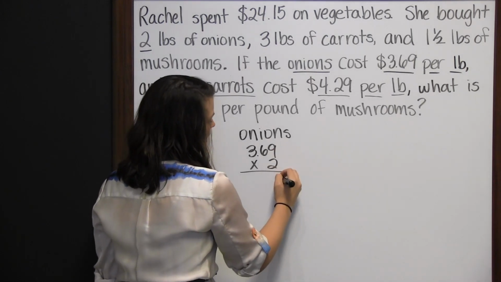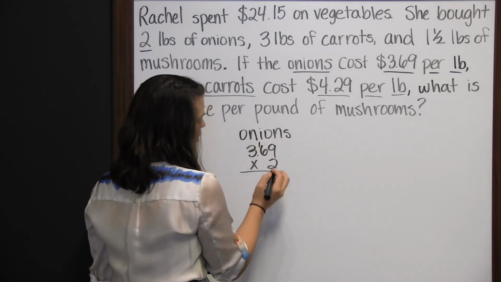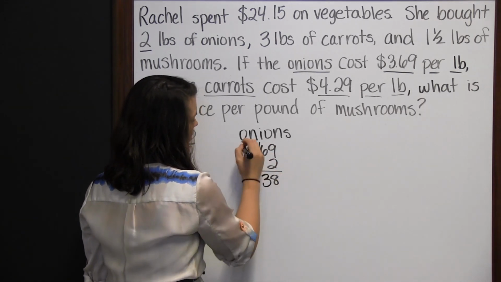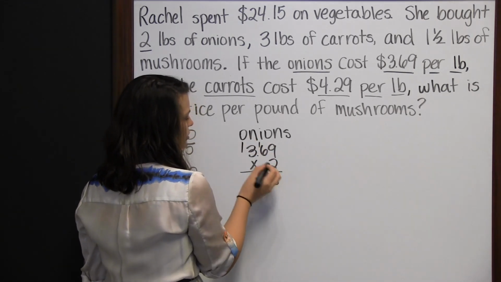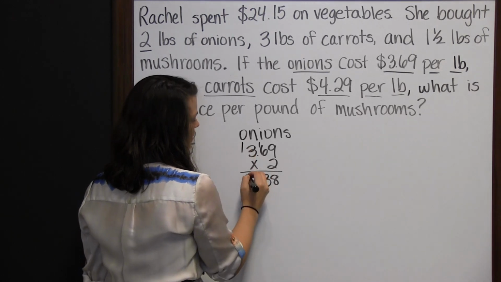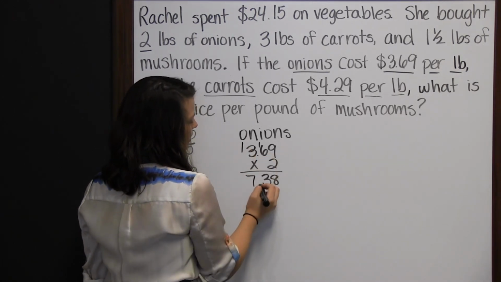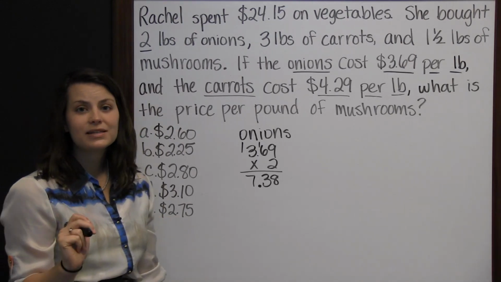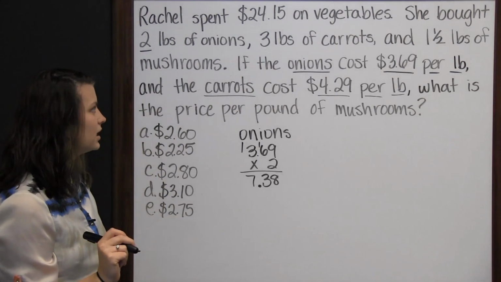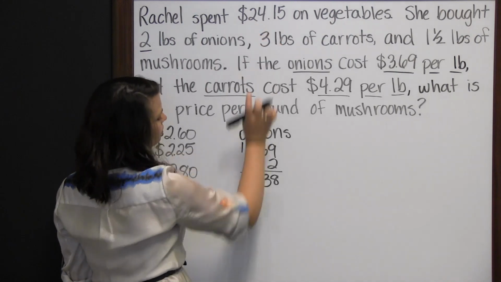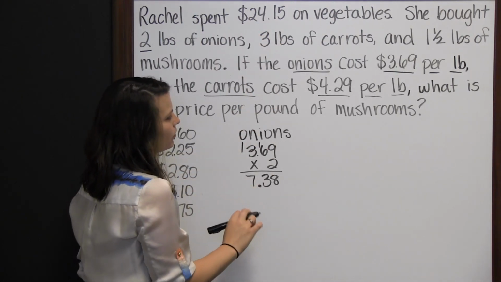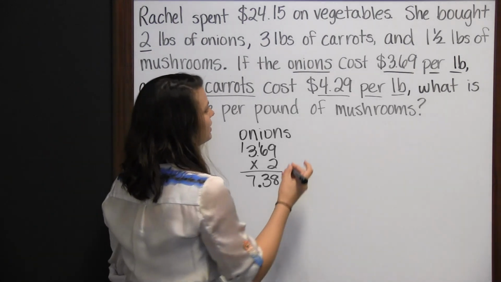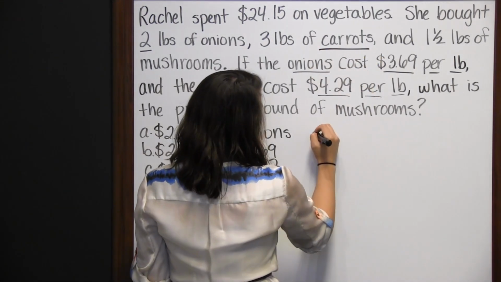So 2 times 9 is 18, carry the 1. 2 times 6 is 12, plus 1 is 13. Write the 3, carry the 1. 2 times 3 is 6, plus 1 is 7. 2 numbers behind the decimal, 2 numbers behind the decimal. So that means she spent $7.38 out of her total on onions. We're going to do something similar to find the total amount of money spent on carrots.